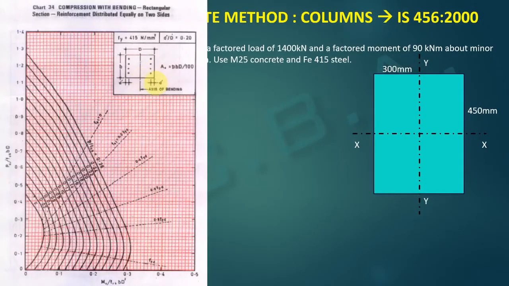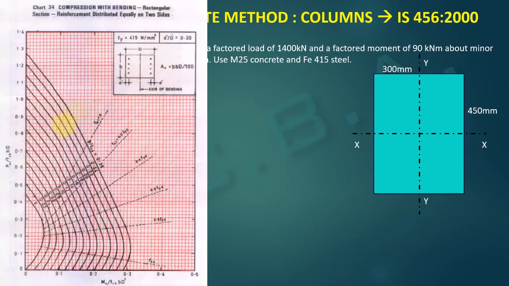Okay, now there is one more thing that I want to explain here. In this diagram, you can see that they have given the axis of bending. This is called the axis of bending. That is, about that axis the bending is going to take place. In our numerical, which is the axis about which the bending is taking place? It is the YY axis, isn't it? Right? Now you see in this diagram, if this is the axis about which the bending is taking place, the dimension parallel to this axis is B and the dimension perpendicular to this axis is capital D.